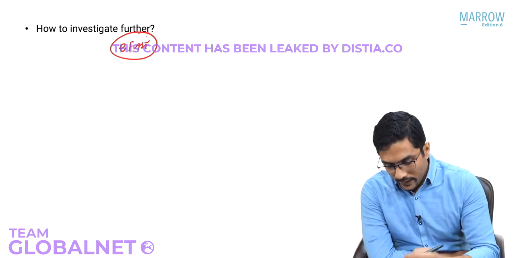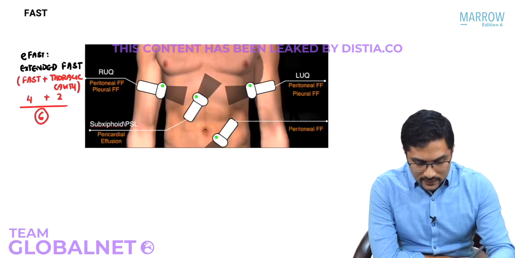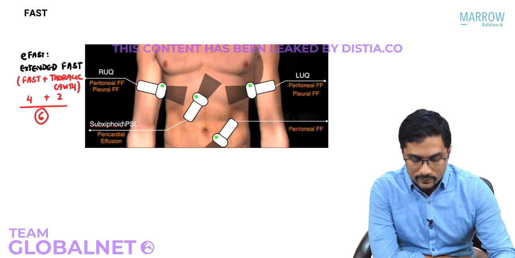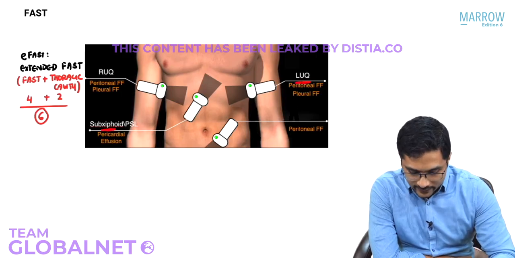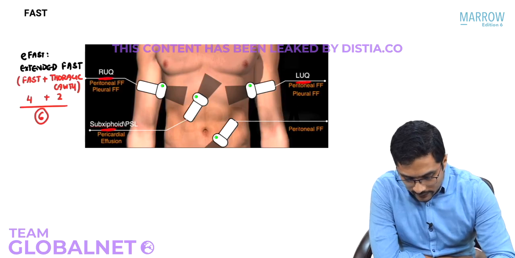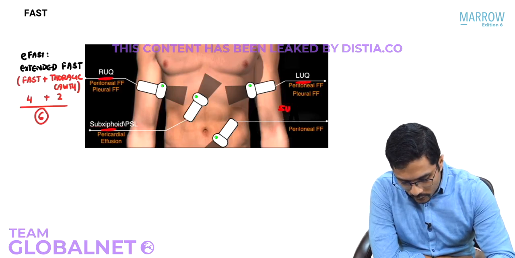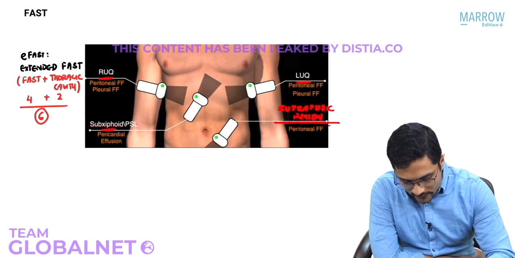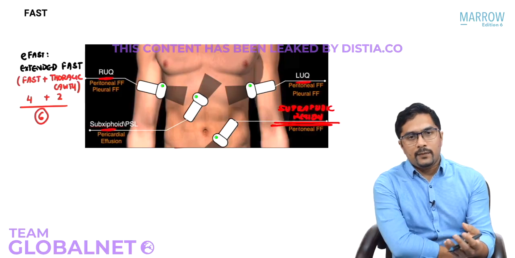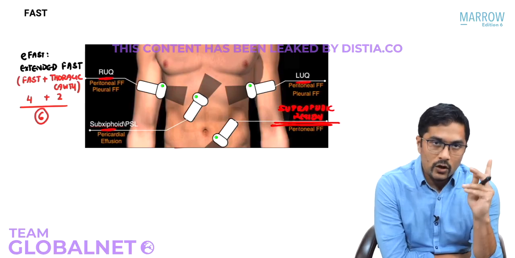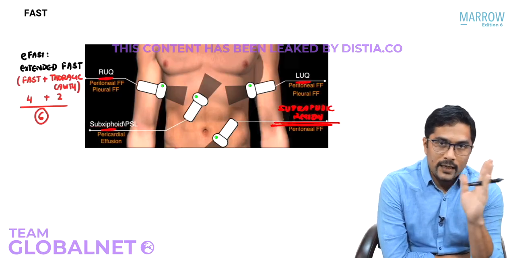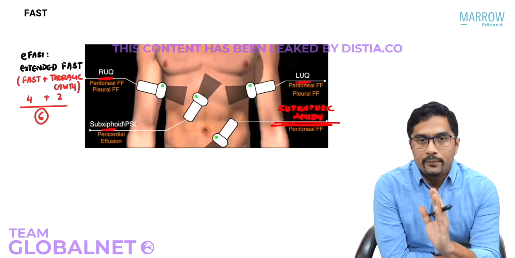So you know, FAST, the 4 positions where you keep the probe: epigastrium, right hypochondrium second, left hypochondrium third, and the suprapubic region. Suprapubic region is where we keep it, but we are looking in the pelvis. We look for collection in the pelvis, but we keep it in the suprapubic region. And this is the order: epigastrium, right hypochondrium, left hypochondrium, suprapubic.